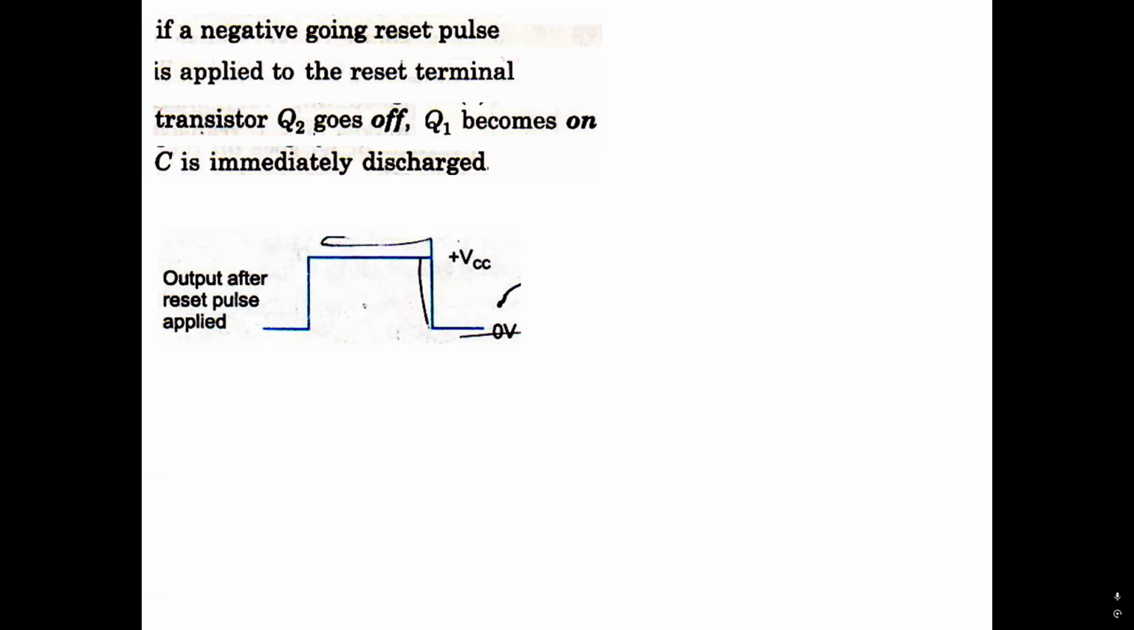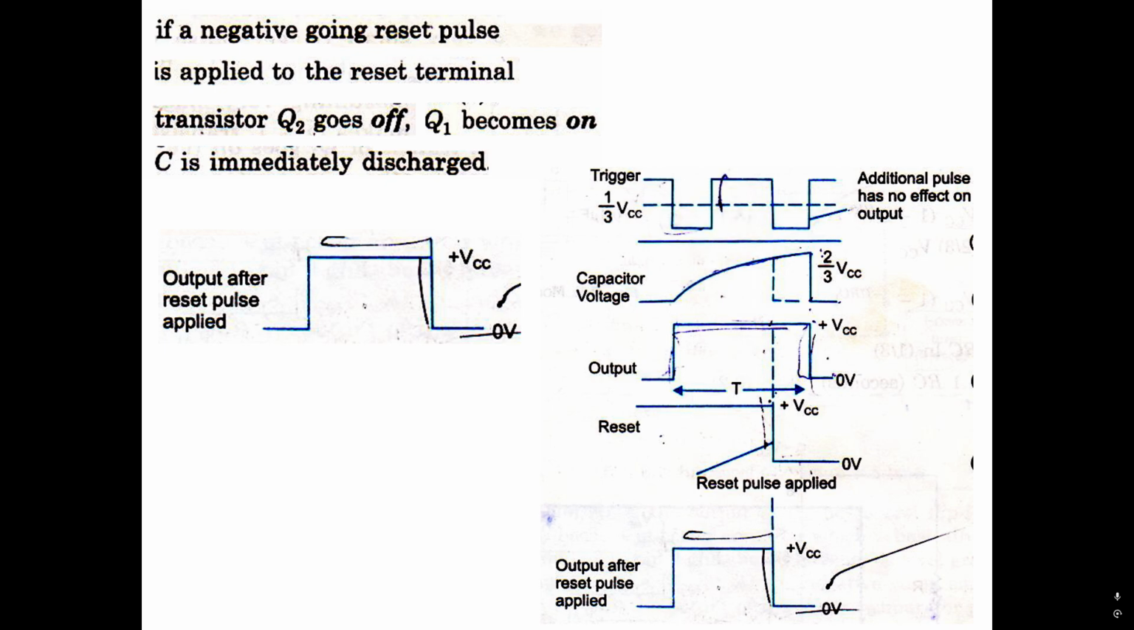If a negative going reset pulse is applied to the reset terminal, transistor Q2 goes off, Q1 becomes on, and C is immediately discharged. The various waveforms associated with monostable operation are shown here, and finally the output after the reset pulse is applied is also shown separately.